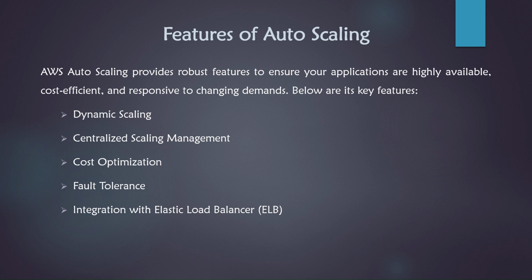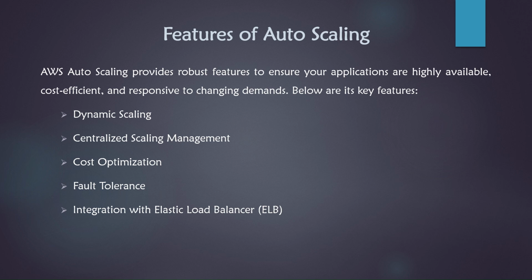Next thing is centralized scaling management. It manages scaling for multiple AWS services like EC2, DynamoDB, Aurora, and more from a single interface. Scaling plans allow consistent scaling policy across services. Cost optimization ensures that you only pay for the resources you need. You don't have to pay for anything else. It automatically scales down during low traffic to minimize cost.